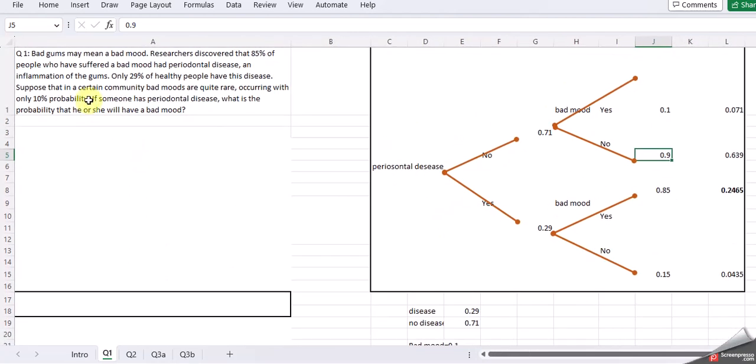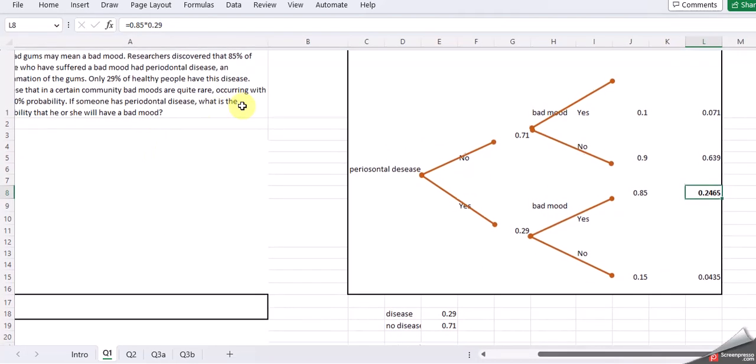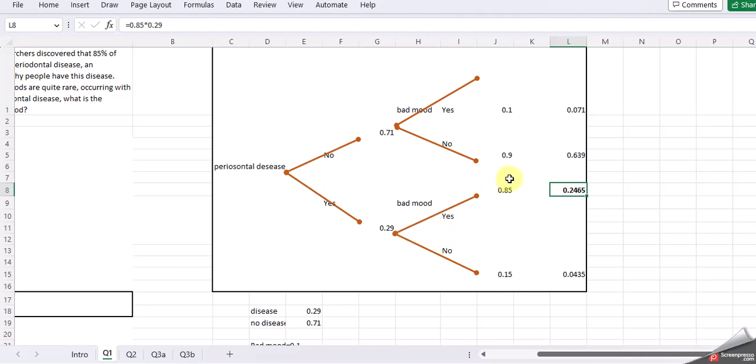Now to answer the question, according to my interpretation, I think it is 24%. What is being asked is, if someone has periodontal disease, so that means 29% of the people, what is the probability that he or she will have a bad mood? So we also have to look for bad mood yes. Here we have two bad mood yes branches. This one we are not considering, provided the first condition is that the person has periodontal disease and a bad mood. So this and this, that means we go with this one. This is the simplest one: you have to multiply 0.29 by 0.85. That is the straight-away answer for you.